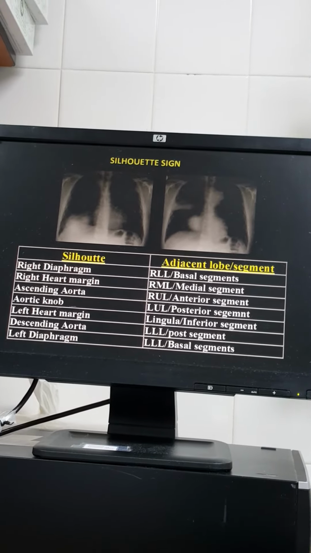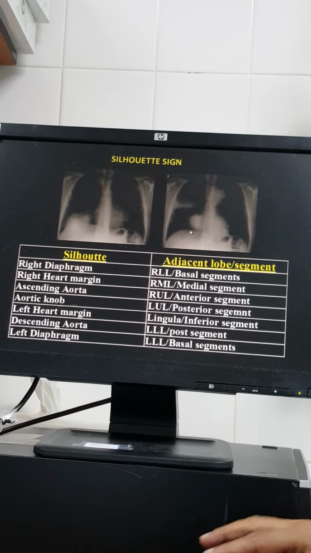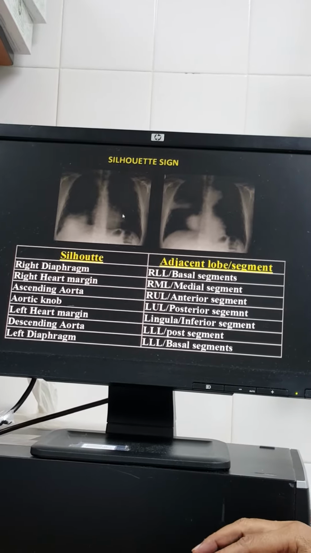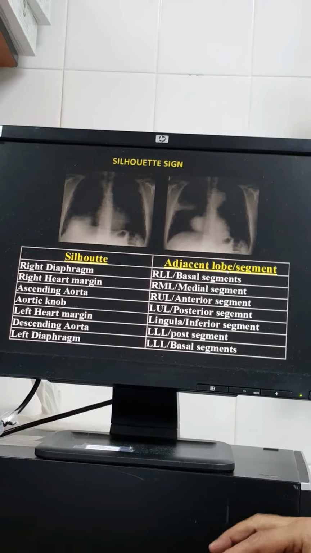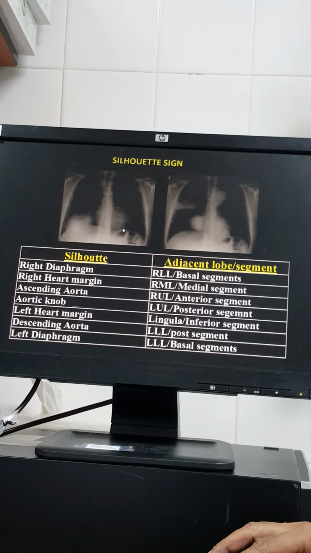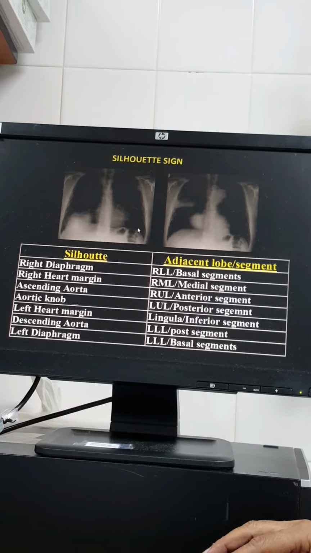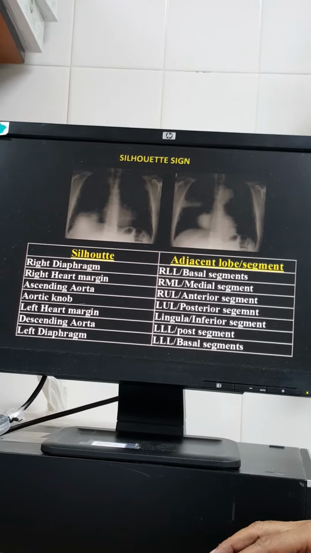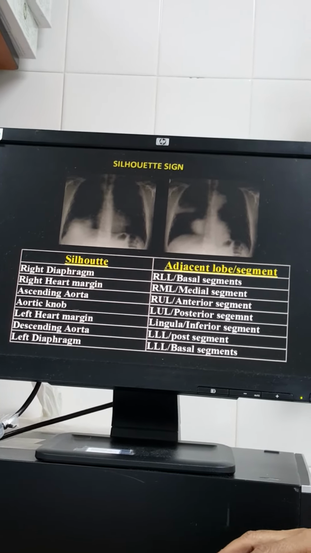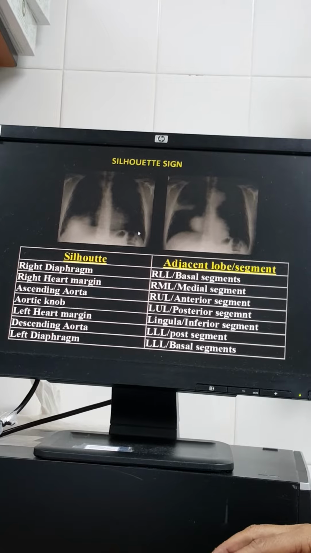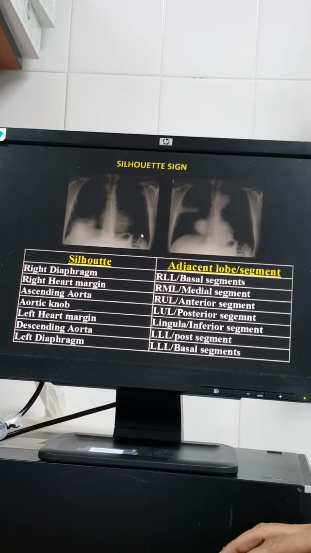So if there is a silhouette on the left heart border, that's the lingula. If the silhouette is on the left diaphragm, where will it be? The left diaphragm. Left lower lobe. Because if the right diaphragm is the right lower lobe, left diaphragm is the left lower lobe. It's easy.